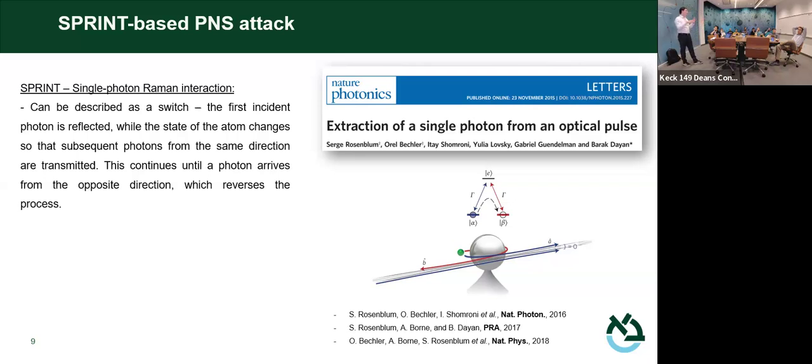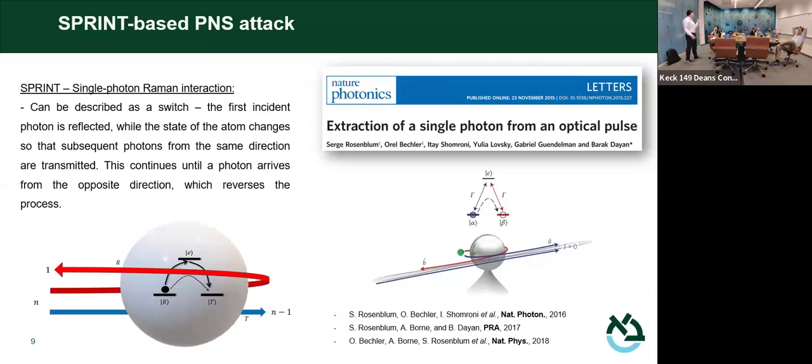I will not go too deep into the details of the physics of SPRINT. That is not the purpose of our research. But for our purposes, we can think of SPRINT as an optical switch. Basically, you have a pulse with n photons incident on the atom. One photon interacts with the atom and is reflected. And while doing so, it changes the state of the atom such that the rest of the photons are transmitted with no effect from the atom, until you have some pulse propagating in the other direction and doing the opposite interaction. So basically, a single-photon extractor. It was demonstrated, it's a technological capability that we have today.